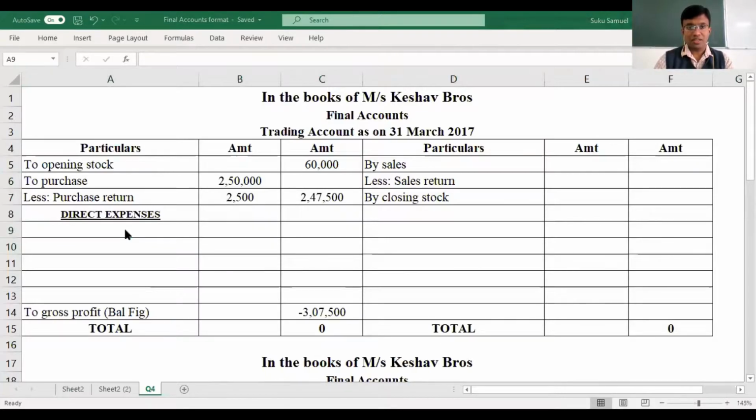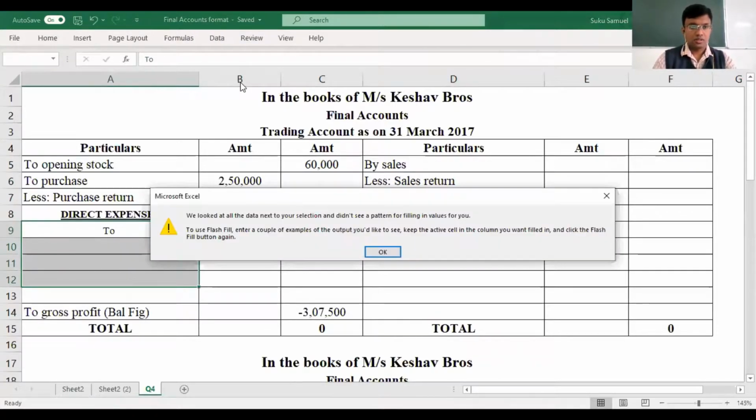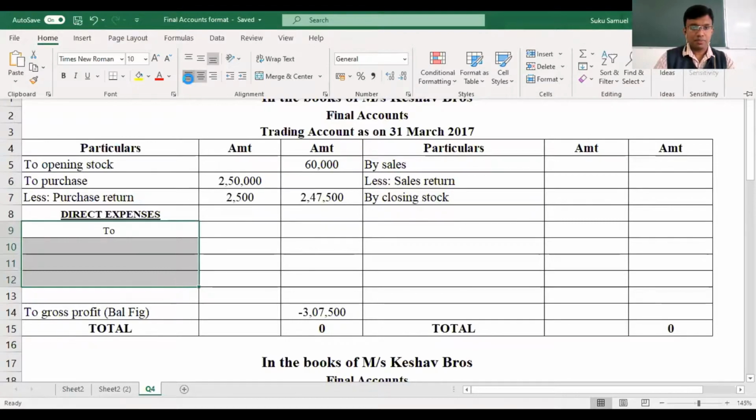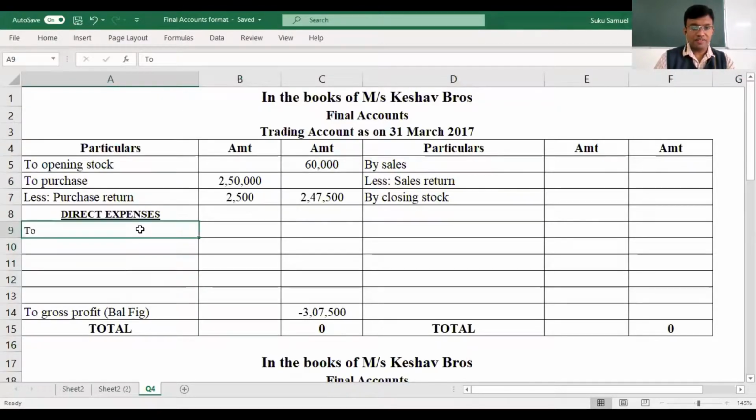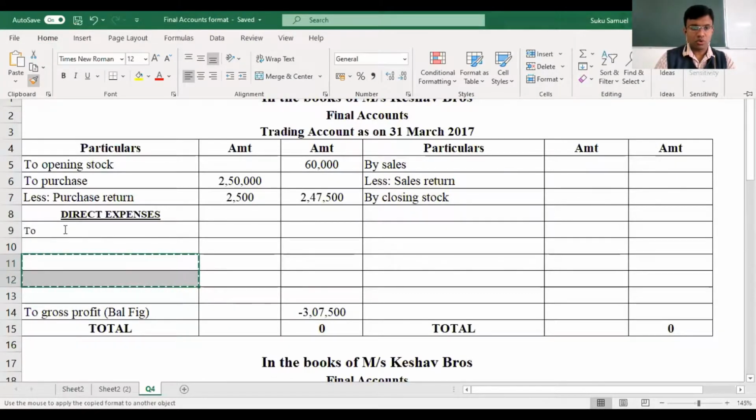Now let's move on to the next section, which is direct expenses. What are the direct expenses that we have? The first is wages. Wages is a direct expense. Please remember what is meant by wages: wages refers to the remuneration that you pay to your laborers. So that is what is meant by wages.